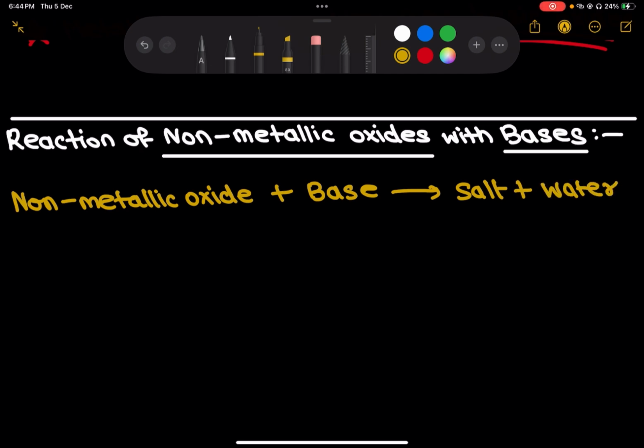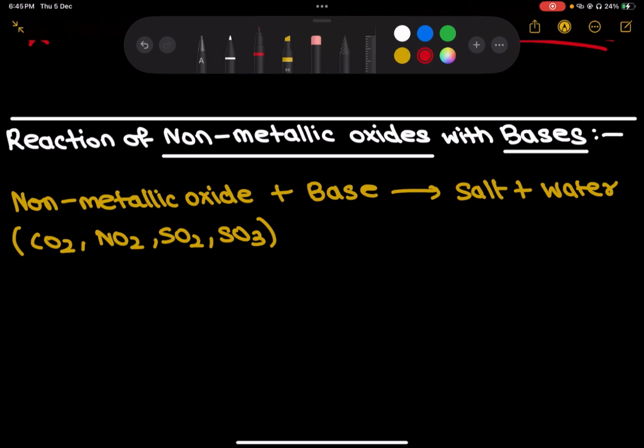Okay, so non-metallic oxides, some examples: CO2, NO2, etc. Right? So basically, all the non-metals, when they combine with oxygen, form a non-metallic oxide. SO2, SO3, right? All of these are non-metallic oxides. Correct? Bases, again it forms salt and water. So let's see some examples here.